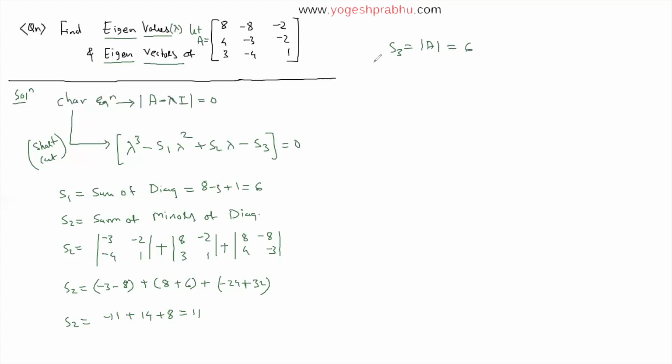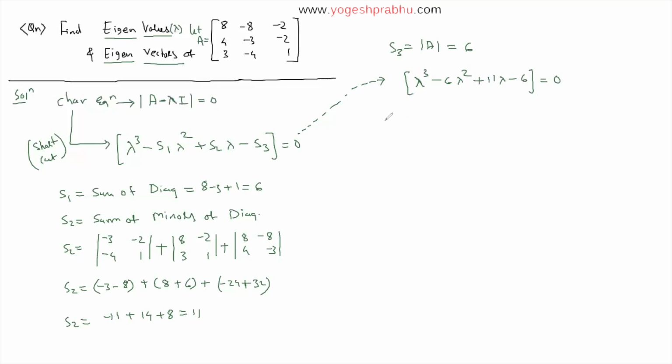Okay. Now as soon as you get S1, S2, and S3, which is 6, 11, and 6, let's put them back in the equation. So now this equation here will become lambda cube minus 6 lambda square plus 11 lambda minus 6 is equal to 0. You see, we got a nice characteristic equation. It's a cubic equation. So when you have a cubic equation, you will have 3 roots.